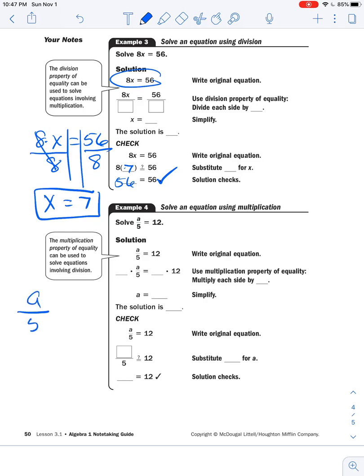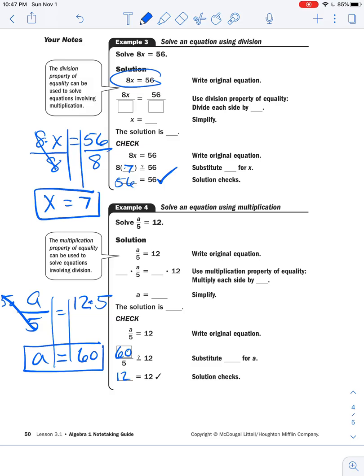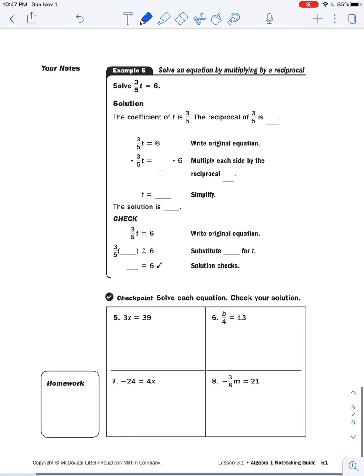Here I have a divided by 5. And so to get rid of division, I would have to multiply by 5 on both sides. These 5's cancel. One's on the top and one's on the bottom. So A would equal 12 times 5, which is going to be 60. Then I can check again. Is 60 divided by 5 equal to 12? And it is, so that checks.